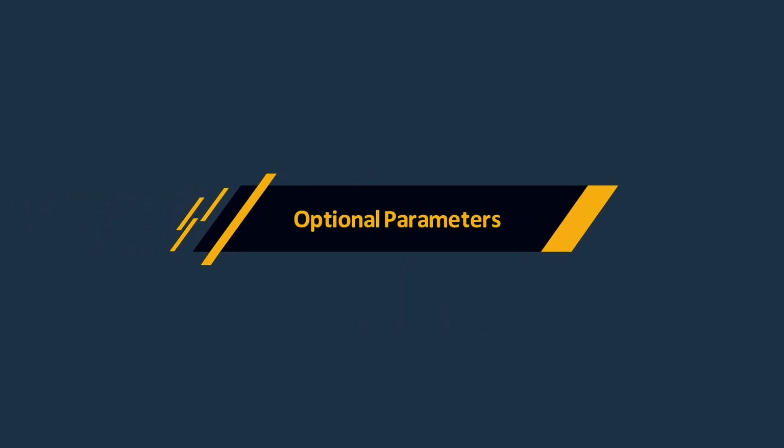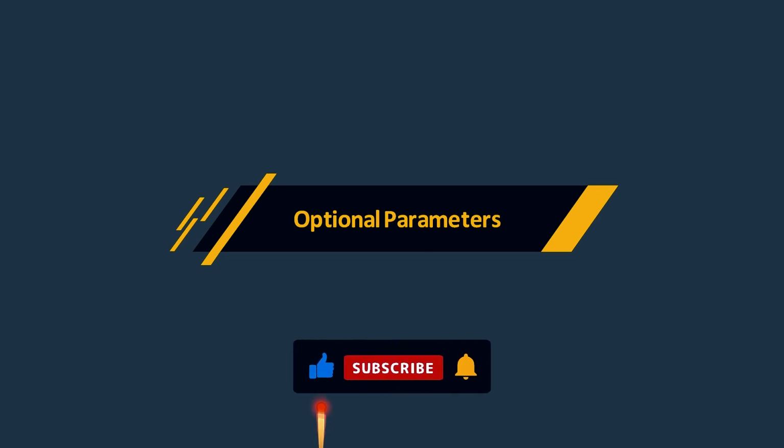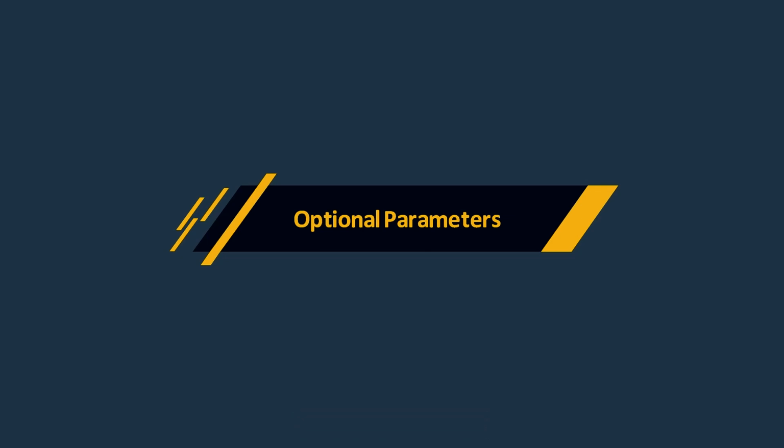Hello guys, welcome again. Alright, optional parameters let us set default values for method parameters, so we can leave them out when we call the method. This means that if we don't give a value for an optional parameter, it will automatically use the default value.